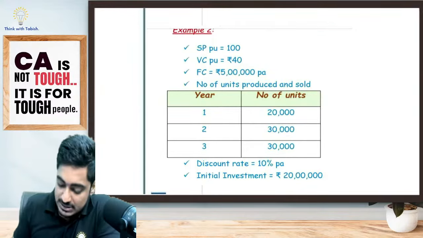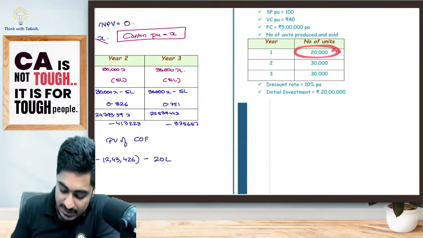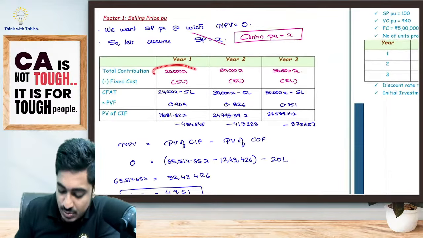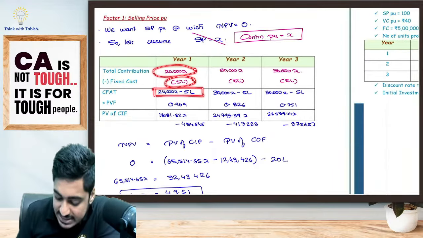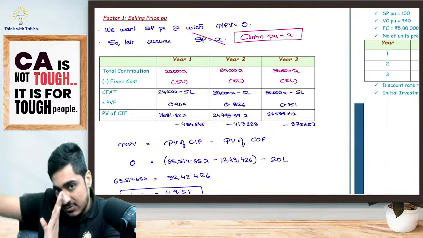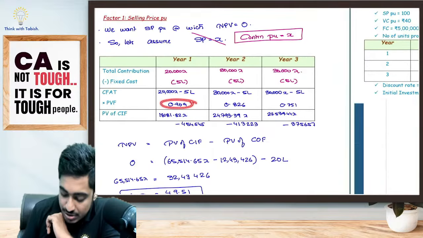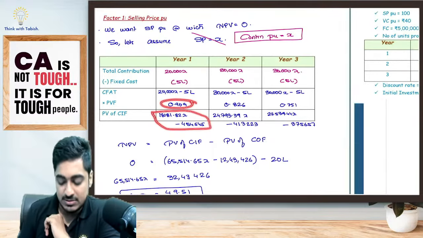Look at this. First year, how many units did I sell? 20,000 units. Every unit contribution is X. That means it becomes 20,000 X. From that, 5 lakh fixed cost I paid. So it becomes 20,000 X minus 5 lakh. Yes, that is first year. I will bring it to present value by multiplying by 0.909. I will get the present value of cash inflow.